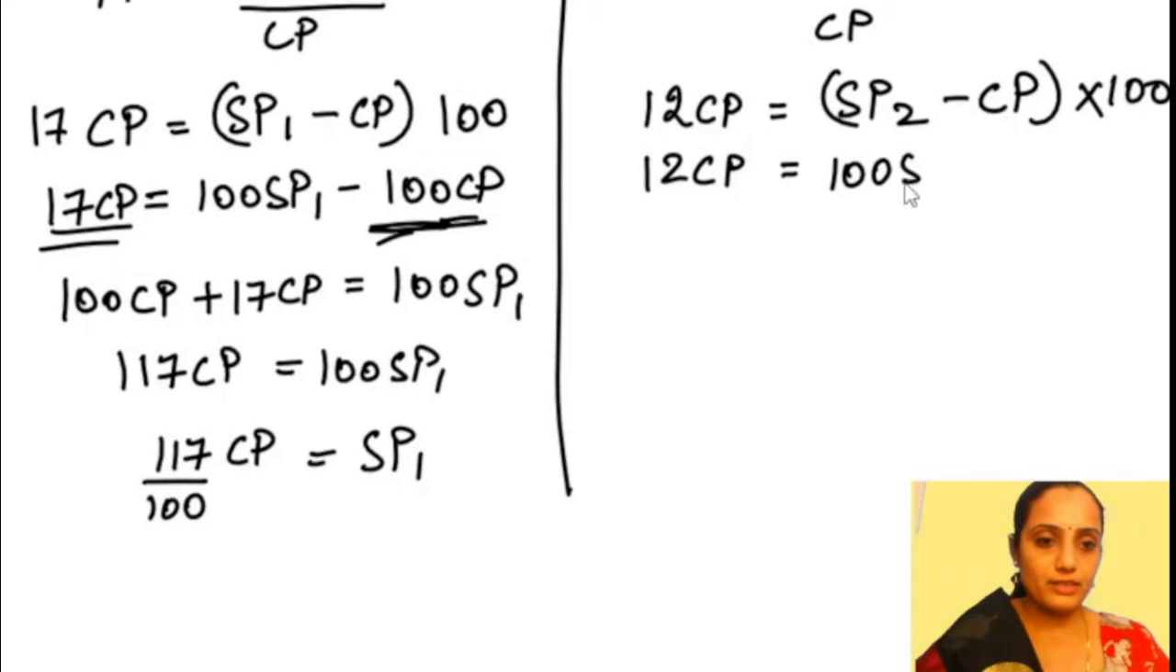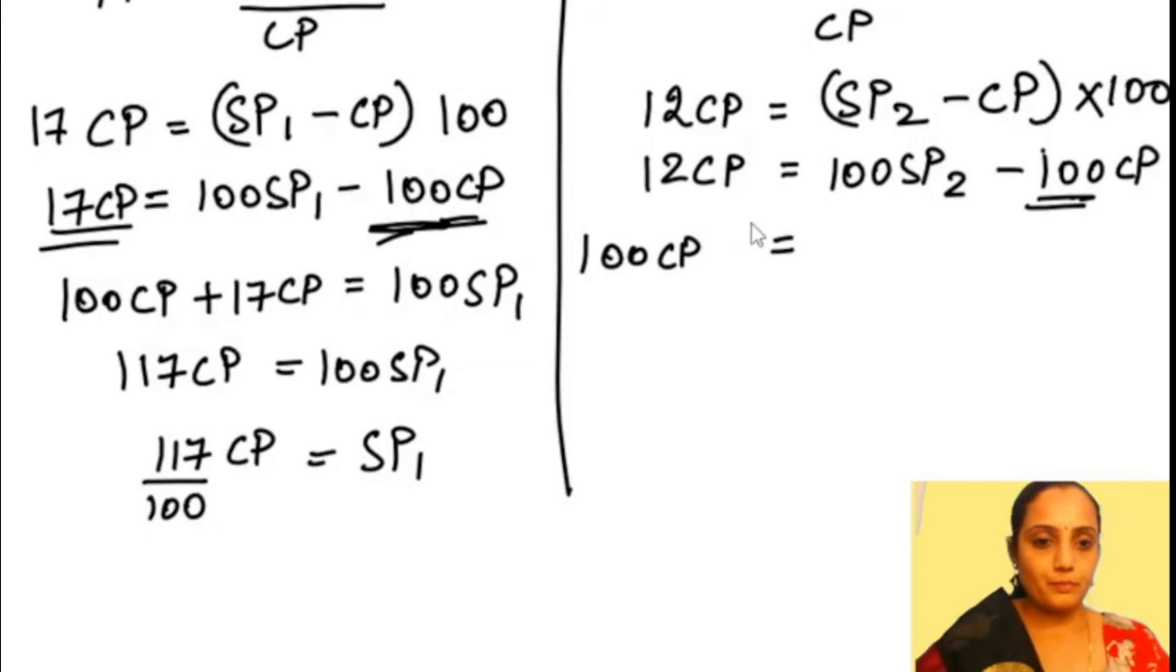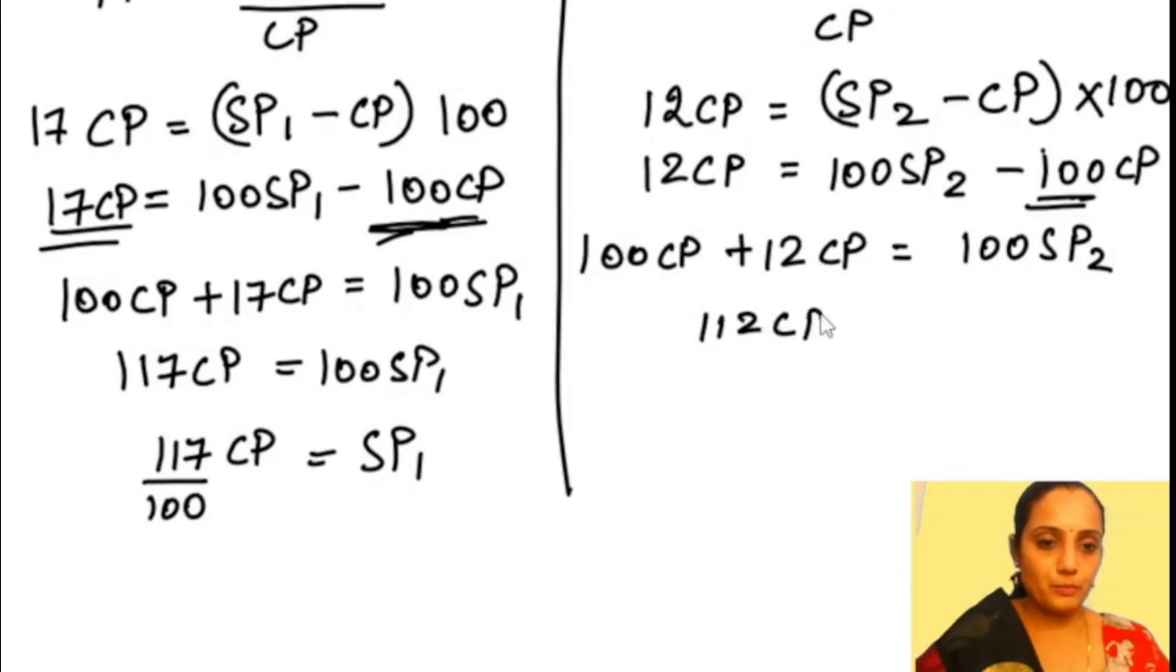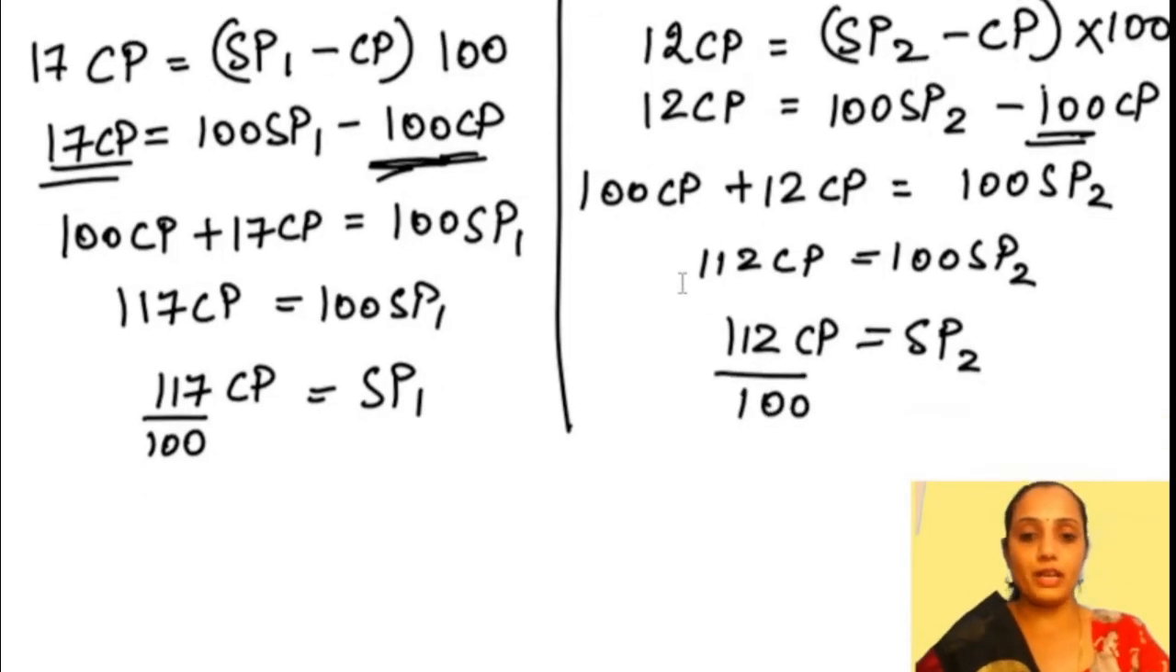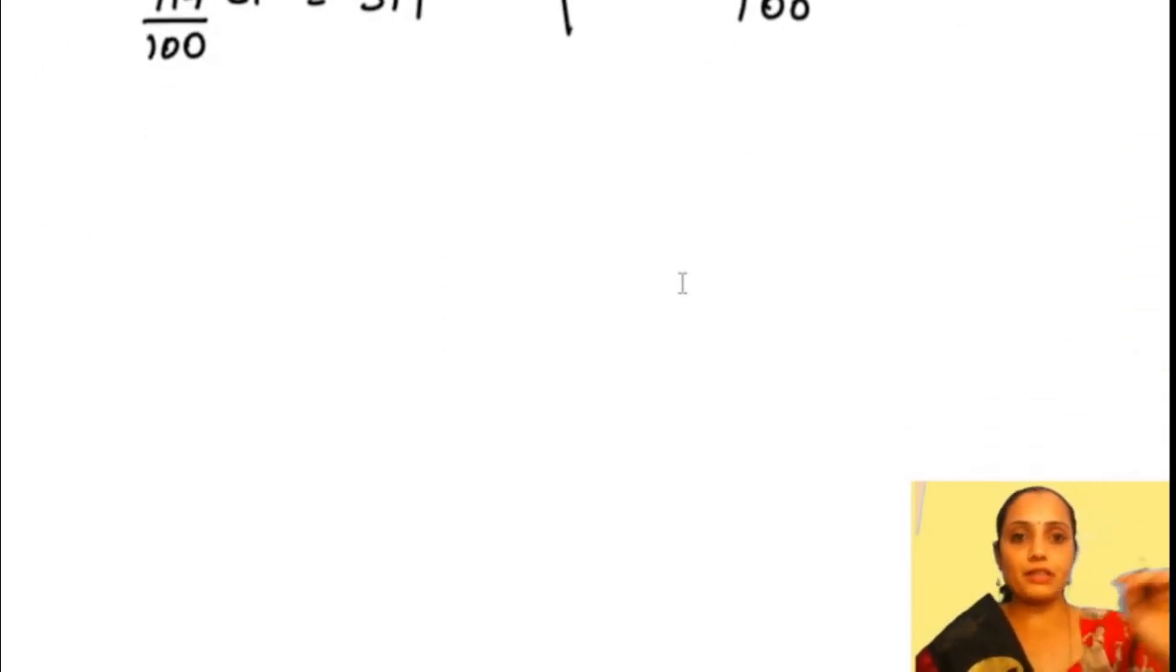12 CP, so we can write this as 12 CP is equal to (SP2 minus CP) into 100. Same thing we are just repeating for this part of the equation. Alright, so this becomes 112 CP is equal to 100 SP2, and SP2 becomes 112 CP divided by 100. Okay, so we have two expressions, SP1 and SP2.